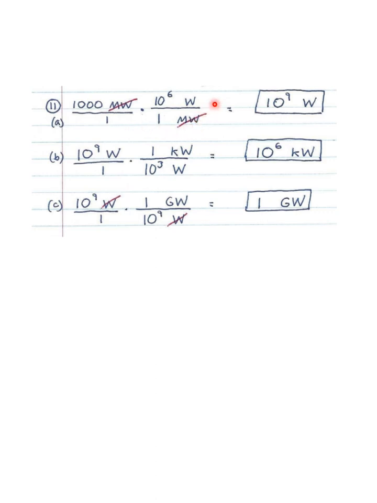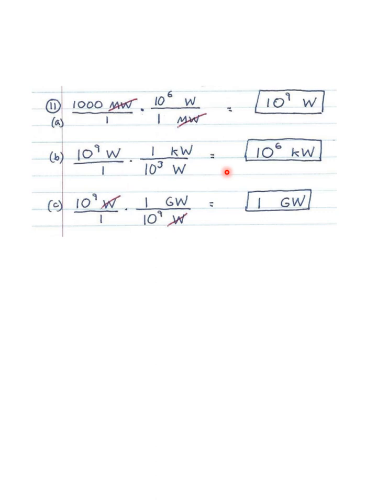So we'll do the conversion times, and remember mega means 10 to the 6th. So up top we'll have 10 to the 6th watts, down below we have 1 megawatt, and we arrange them in that way so that the megawatts up top and the megawatts down below will divide out, and we're left with units of watts. So we have 1,000 times 10 to the 6th, and that's a billion, or 10 to the 9th watts.